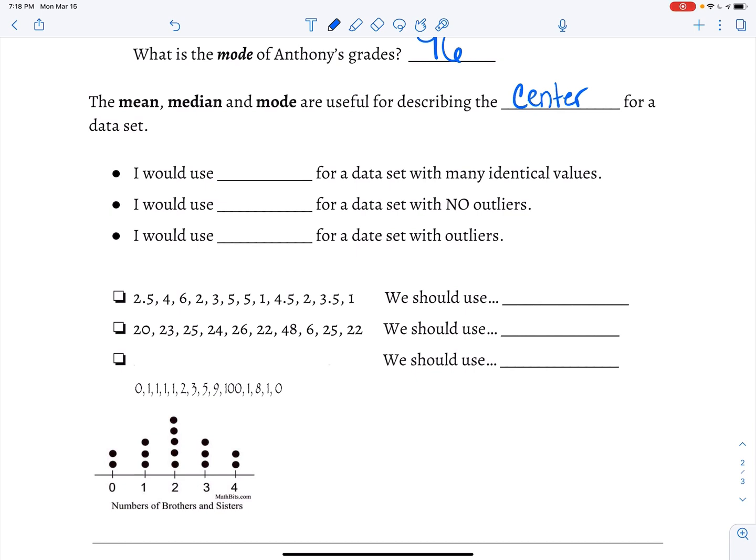you're going to want to use the mode for a data set that has many identical values. So a lot of the same repeating numbers or number. And you would use the mean for a data set with no outliers. And lastly, you would use the median for a data set with, oh, it says date set. That should say data, sorry. With outliers. You're going to use the median for a data set with outliers.